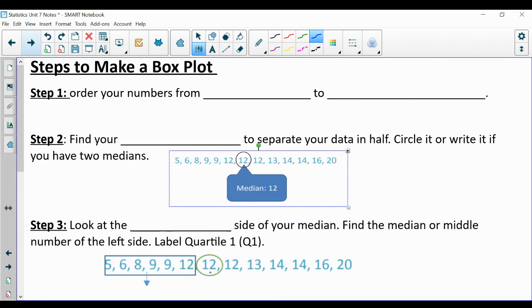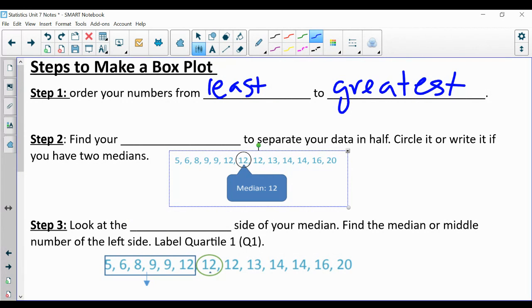Okay, so moving on, how do we actually make a box plot now? So step one, just like whenever you're finding median, you want to order your numbers from least to greatest. Always and forever, this is the first step that you have to do. Order your numbers from least to greatest. If you don't do this, your entire box plot will be incorrect. It will not look like what it's supposed to look like, and you won't get the numbers that you're supposed to get.